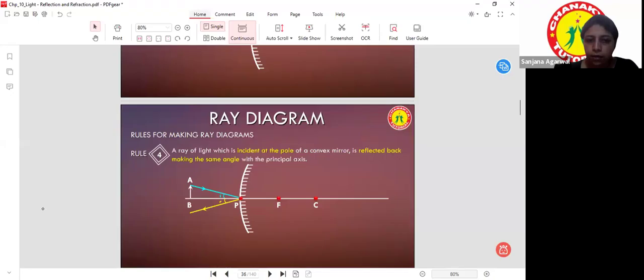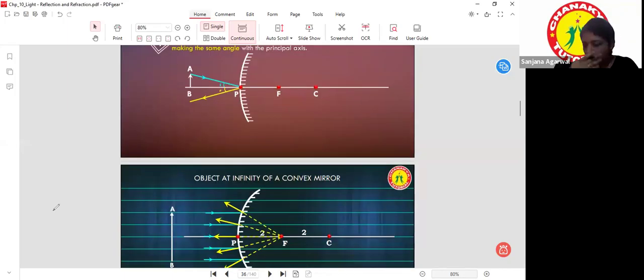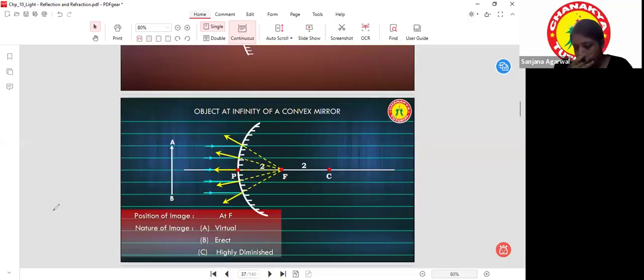And the last case, again, if a ray strikes the pole of the mirror, the principal axis is acting as a normal or perpendicular. So whatever angle it makes with the pole, that is the principal axis, is the incident angle. The same angle would be for the reflection, and hence the light will be reflected in such a manner. Again, using any of these cases, you can draw the ray diagrams for a convex mirror as well.